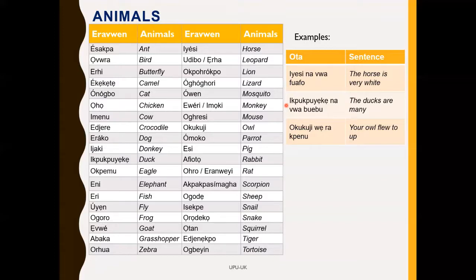Ikpupuye kanawa buebu. The ducks are many. Okay. So you can say, I don't know, Isinawa buebu, the pigs are many. Yeah, Isinawa buebu. Okay.